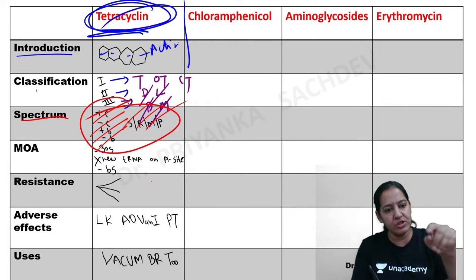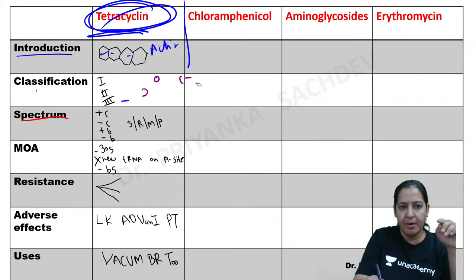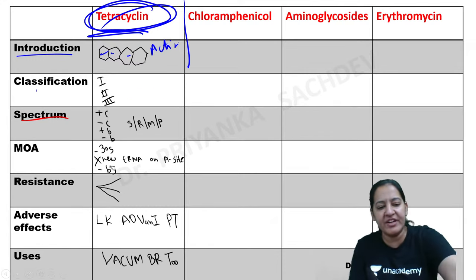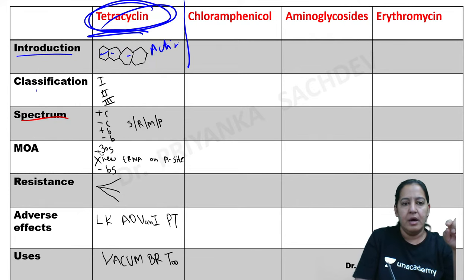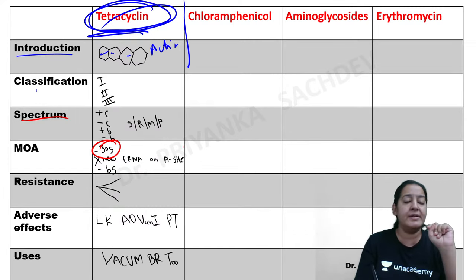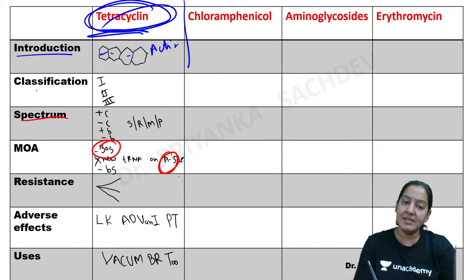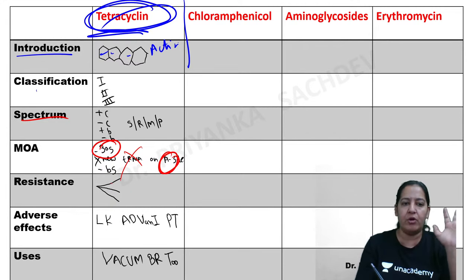Mechanism of action. The most important is the mechanism of action. Is it acting on 30S or 50S? It acts on the 30S of the ribosome. Which window does it block: P window or A window? It blocks the A window. Since it blocks the A window, it inhibits the second step, that is, the coming of new tRNA at the A window. So peptide growth will not occur, and it is not bactericidal, it is bacteriostatic.